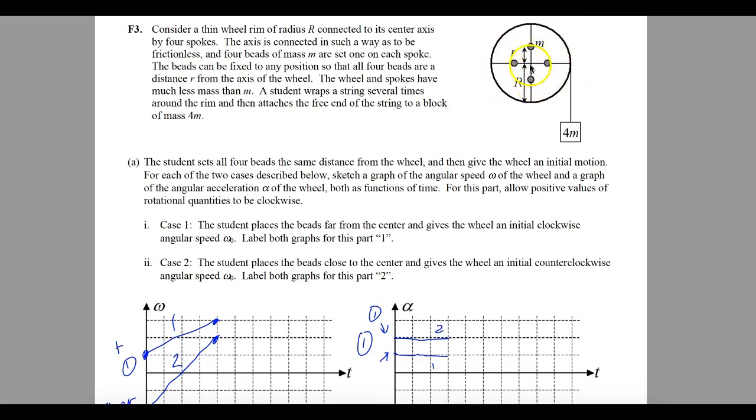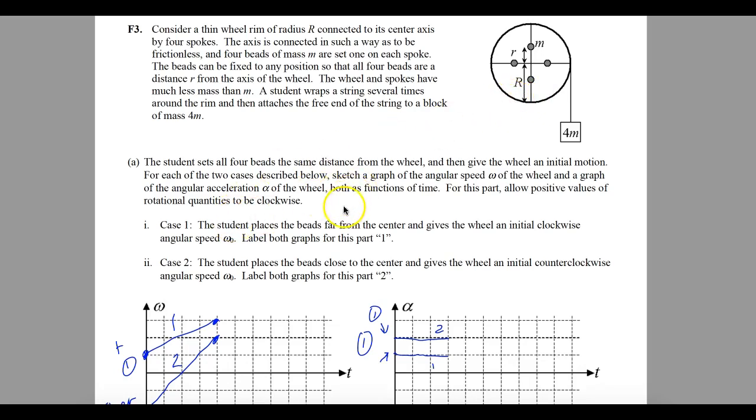It's really thin, has a radius of r, and then you have some beads, and these mass beads are on massless rods, and they are at little r. And they have this mass here, which is 4m, connected with a string and wrapped several times around.